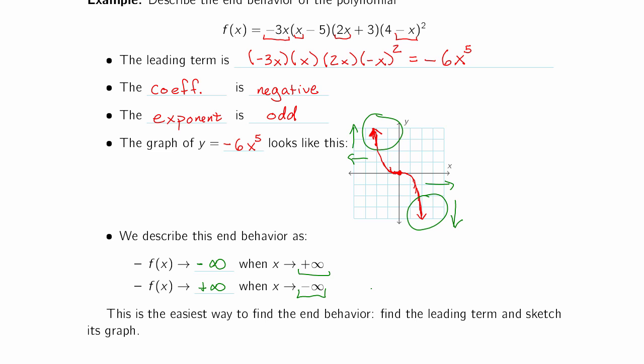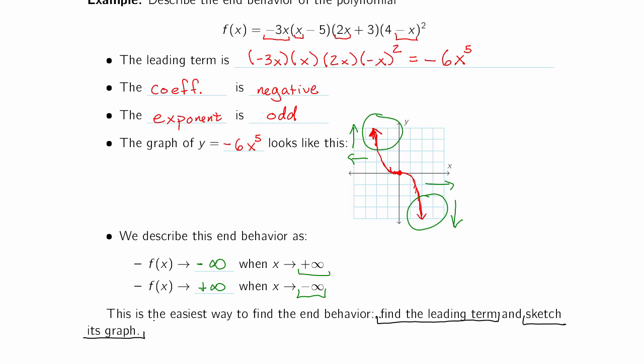with positive coefficients versus negative coefficients, even exponents versus odd exponents. You already know what you need to know in order to figure out the end behavior. You know how to find the leading term. You know how to do a quick sketch of its graph. You don't have to figure out the exact points, just the general shape.